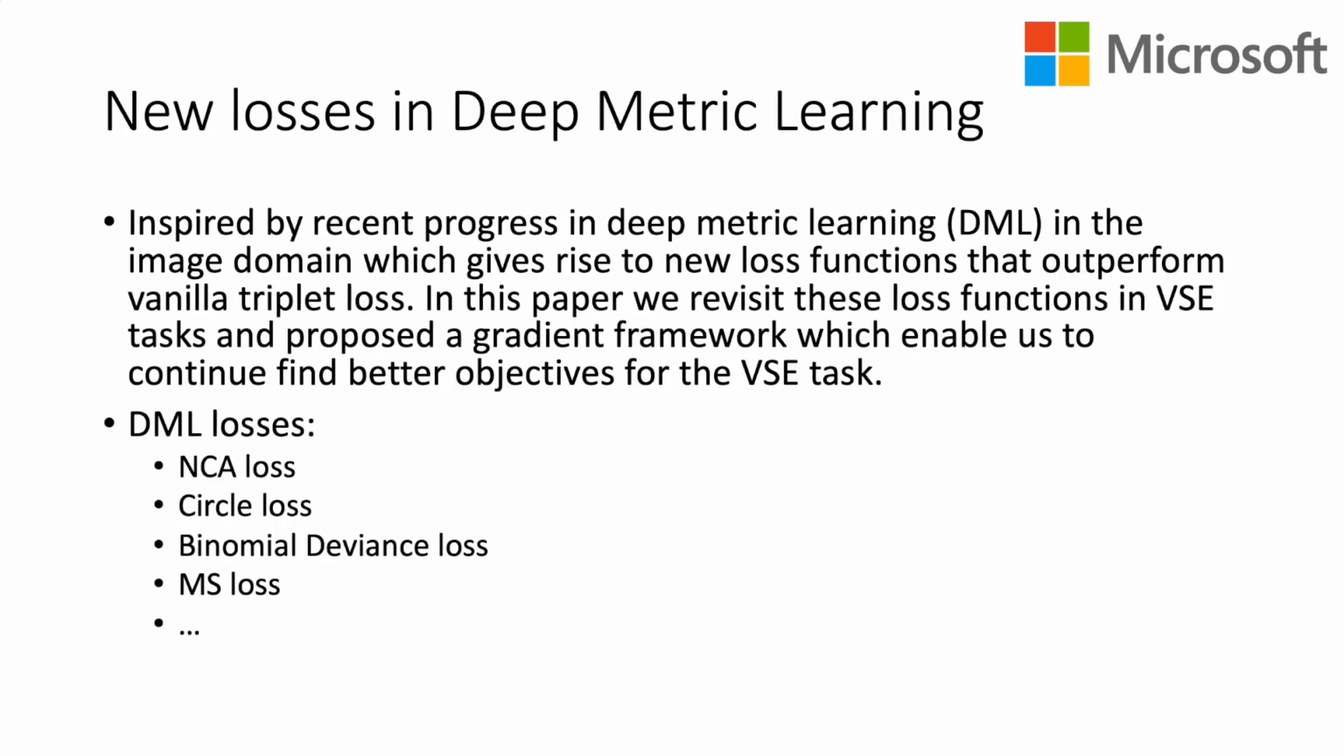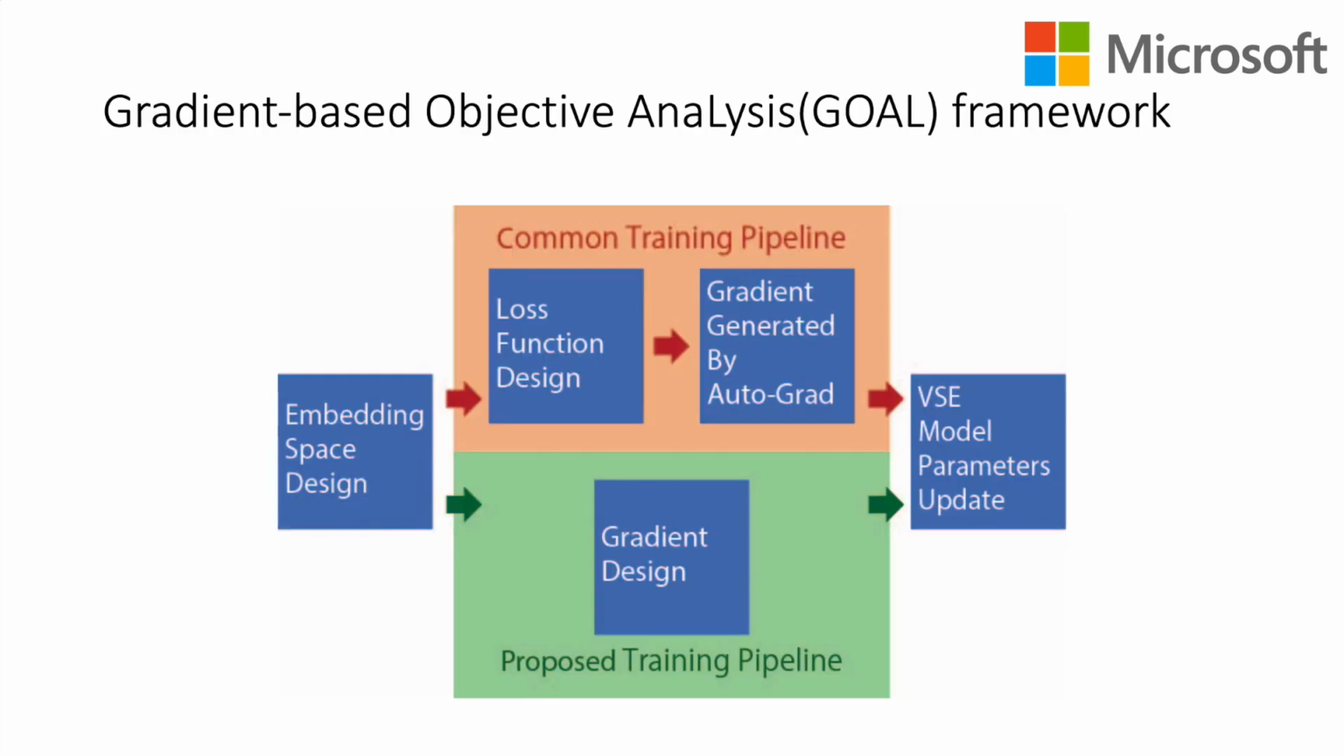Inspired by recent progress in deep metric learning in the image domain, which gave rise to new loss functions that outperform the vanilla triplet loss, in this paper we revisit these loss functions in the VSE task and propose a gradient framework which enables us to continue to find a better objective for the VSE task. Here is an illustration of our gradient-based objective analysis framework.